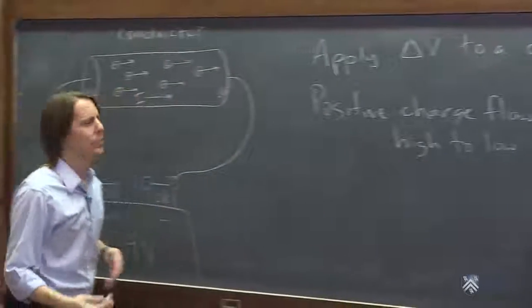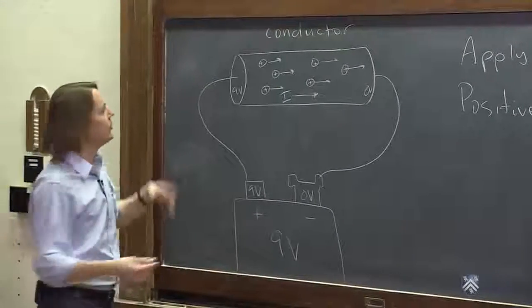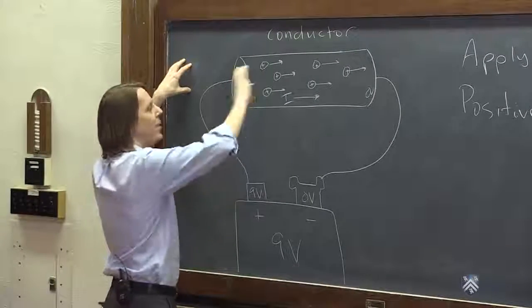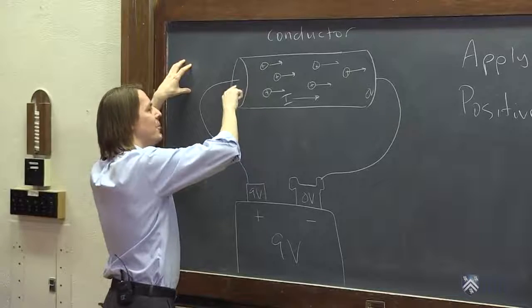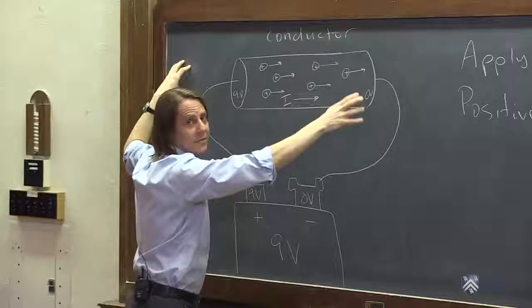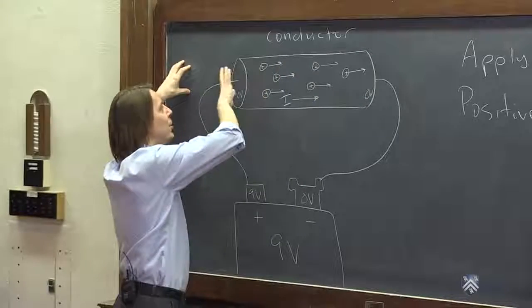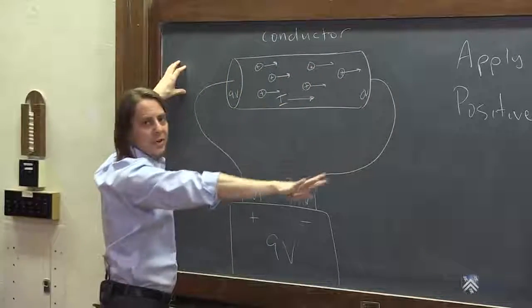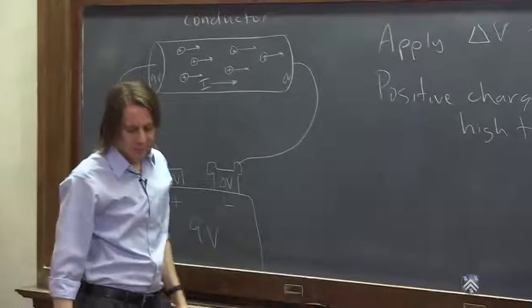Okay? You can always remember that. Well, one, just remember it. But two, a positive charge would flow from high to low because it's going away from the high potential towards the low potential. This is like the more positive end. This is like the more negative end. So a positive charge will be repelled by the positive and attracted towards the negative. Okay, so it'll go like that.